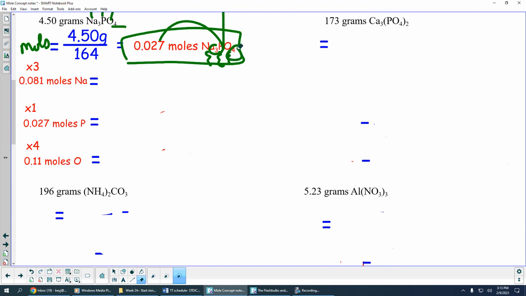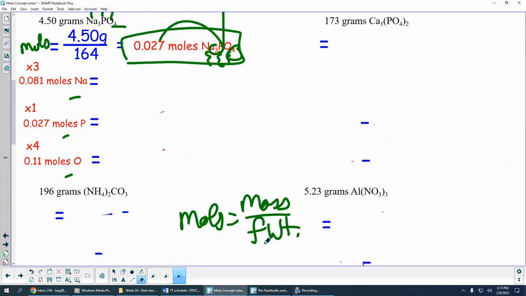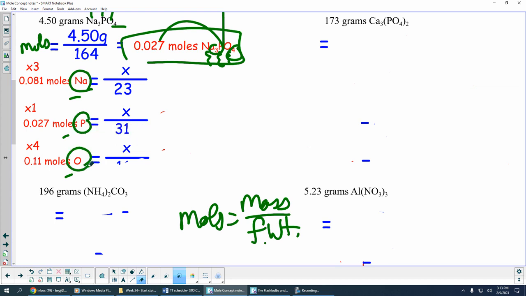Now, it didn't want moles of each substance. It wanted mass of each substance. And we know that moles equal mass over formula weight. So I want mass of all of these, and what I need to do is put them over the formula weight of each one. Sodium has a formula weight of 23, phosphorus has a formula weight of 31, and oxygen has a formula weight of 16. And we are just doing one of them because we already said how many we have.